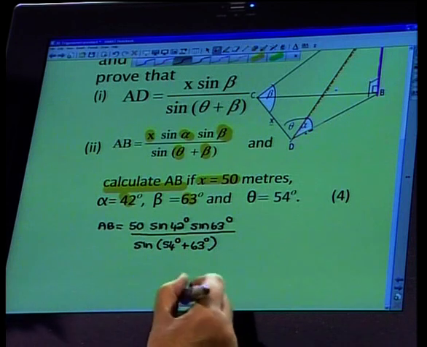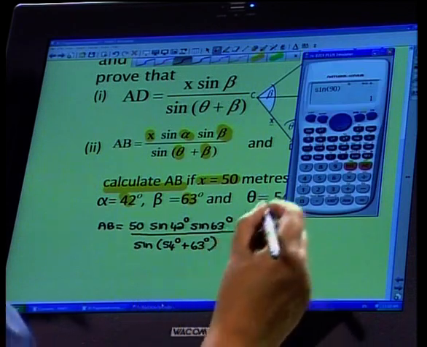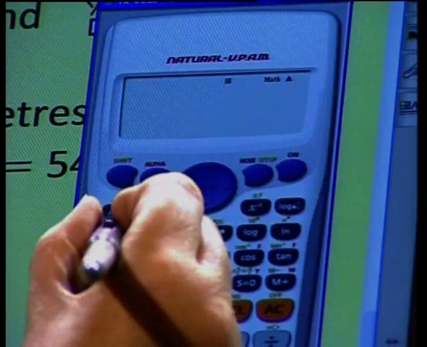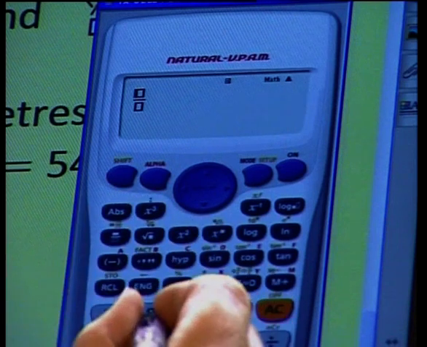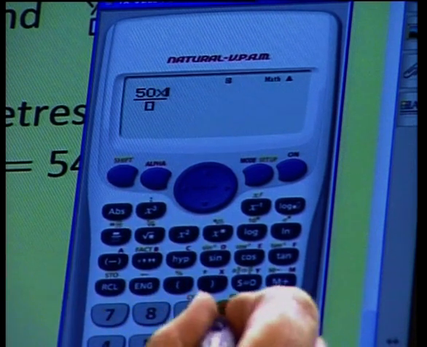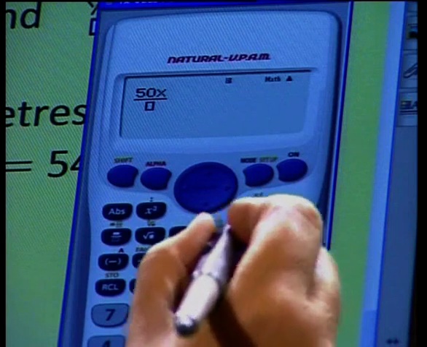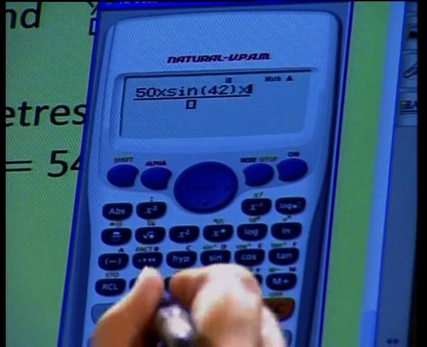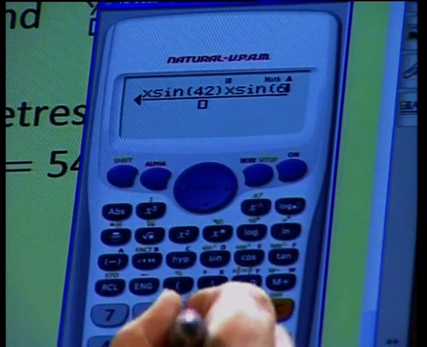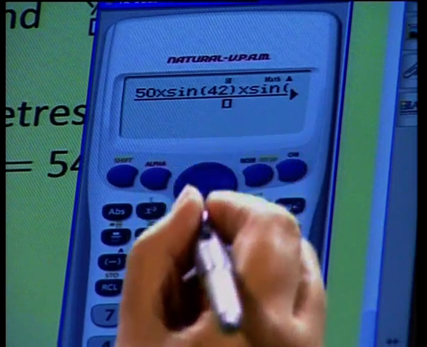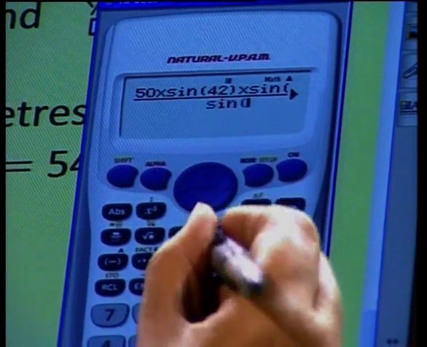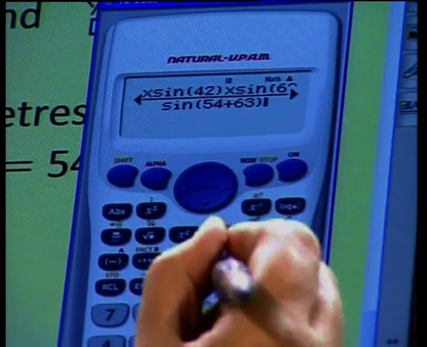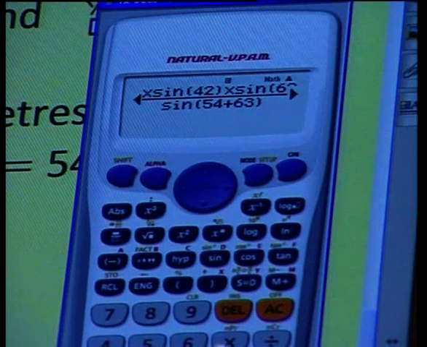All I can do now is pull up the calculator. Here it is. Let's clear it. And literally, I'm going to enter this as it stands. So I'm going to use my fraction button. At the top, I've got 50 times sine 42. Then times again. I don't even think you need to write the times, but I'm going to be good and do that. The sine of 63. Close the brackets. And underneath, I've got sine 54 plus 63. Close the brackets and press equals. And there you have the answer.